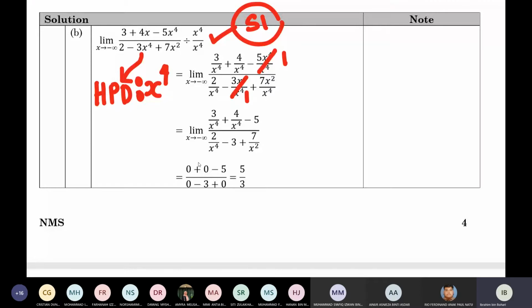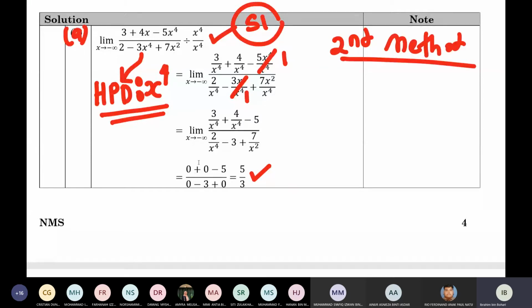Yang penting untuk ini cuma you punya highest degree ini saja pastikan betul. This one using the first method to solve the limits at infinity. And the second method, ini pun saya tunjukkan juga. Kita ada dua method sebenarnya. First method dan second method.